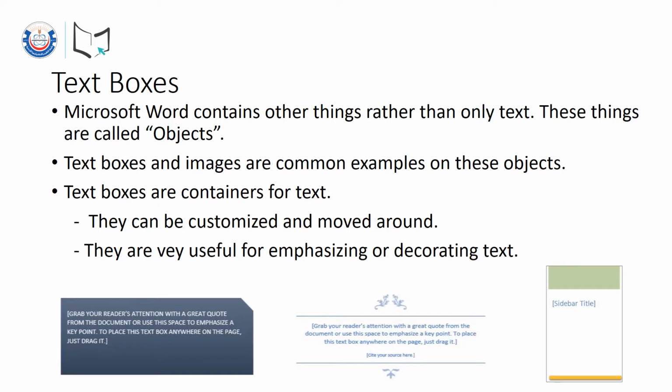Microsoft Word contains other things rather than only text. These things are called objects. Text boxes and images are common examples of these objects. Here we will talk about text boxes.